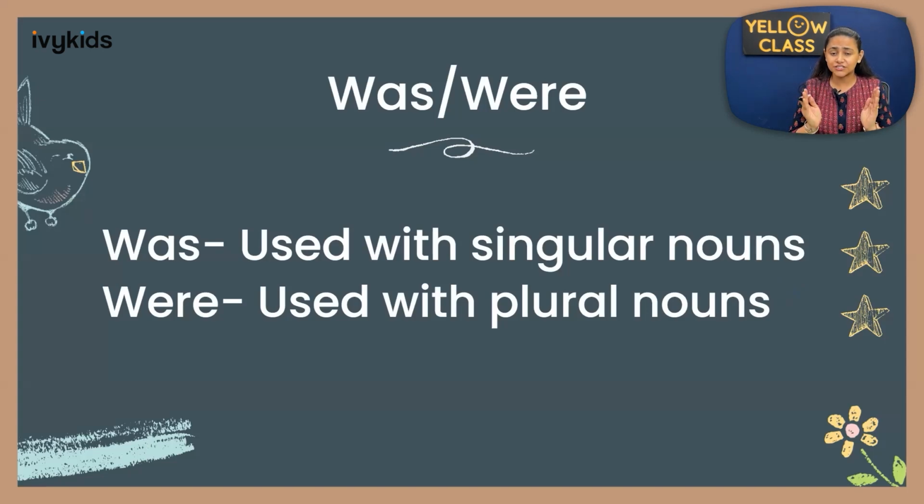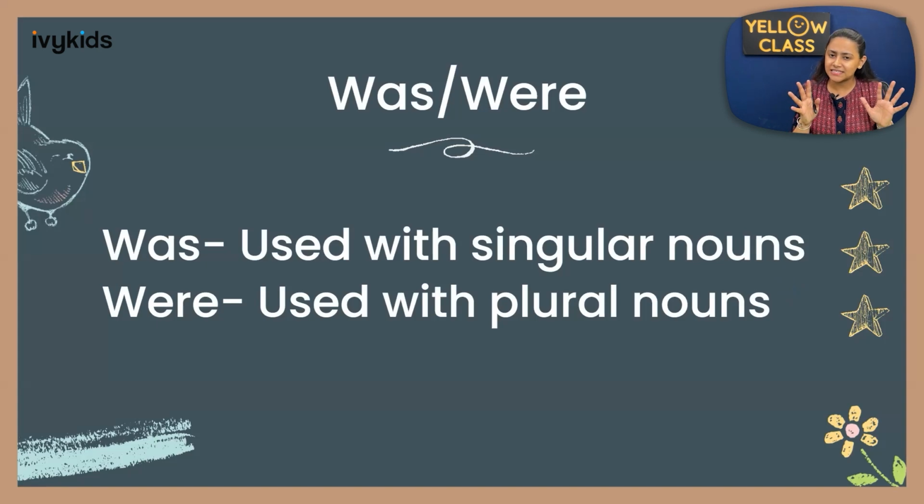So in our today's session, as I already told you, we are going to talk about was, were and had, mainly. Let us begin with was and were. When I am talking about was, it is used with singular nouns. When I talk about were, it is used with plural nouns.